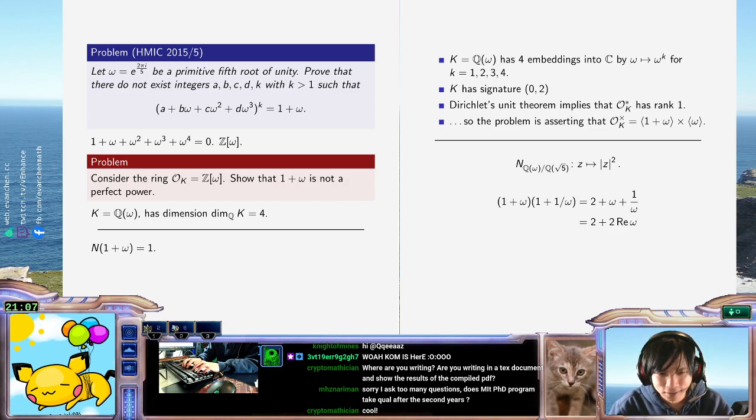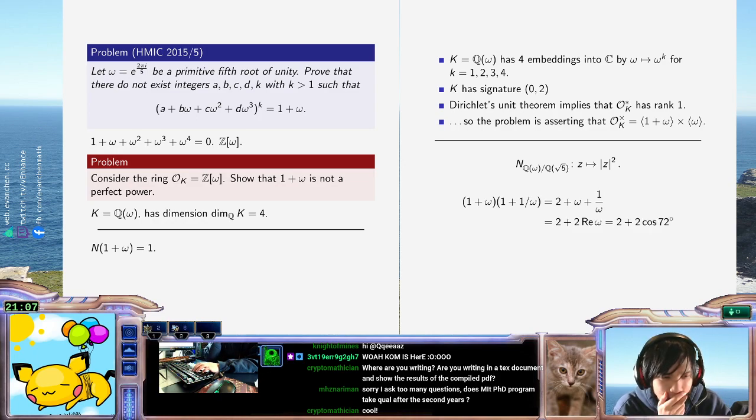Okay, so unfortunately I don't actually know what cosine 72 degrees is. But this sounds like it might matter because it's not going to equal 1 anymore, right?